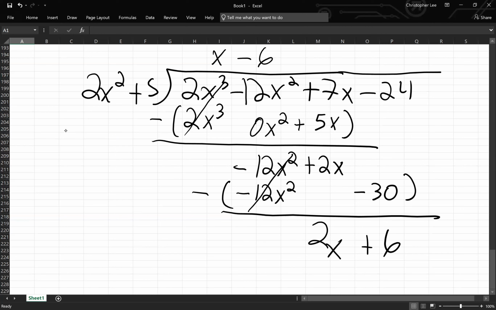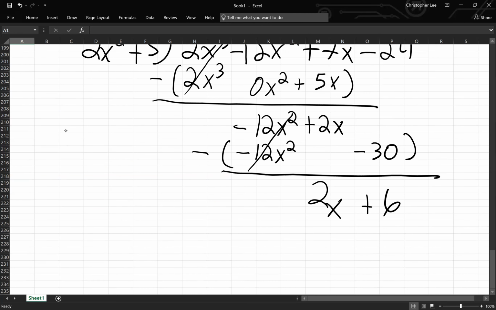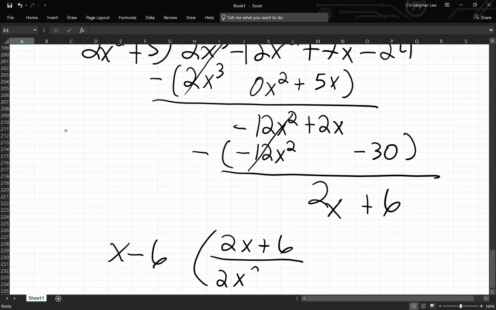What happened? Negative 30 is from negative 6 times 5 at the top. So now the quotient is x minus 6. The remainder is 2x plus 6 divided by 2x squared plus 5. Not too bad. A little complicated, but not too bad.